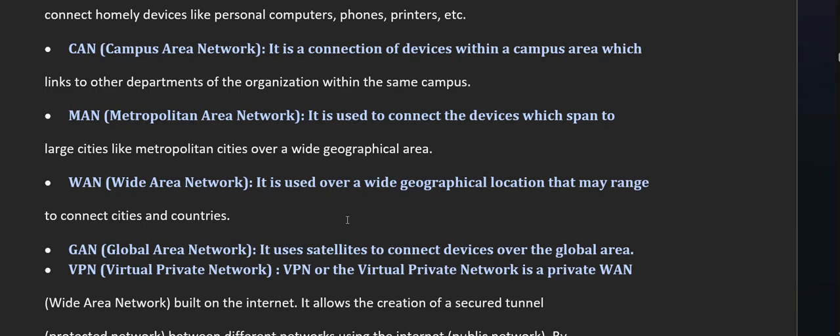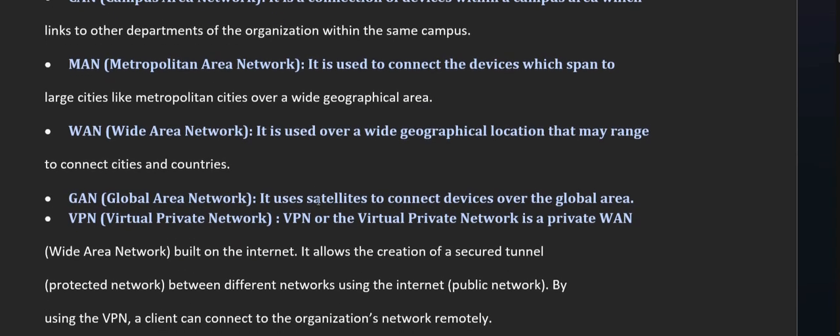And then we have WAN, that is wide area network, that is used for wide geographical locations that may range to connect cities and countries. And then we have GAN, that is global area network, and that uses a satellite to connect devices over the global area.